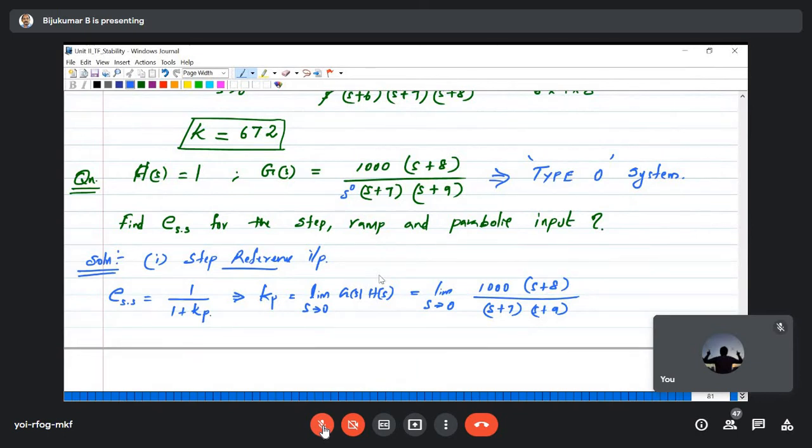Okay, so tell me what is Kp and Ess for step input. For a unit step input, for a type 0 system, what is the value of Kp? 26.98. And what is the error value? 0.037. It's a finite value.